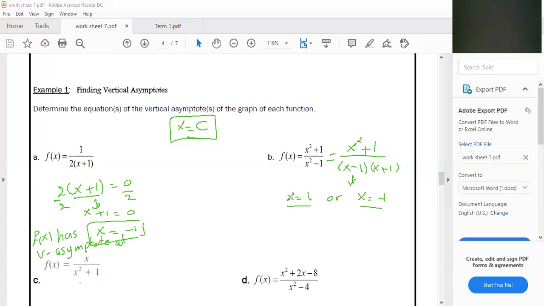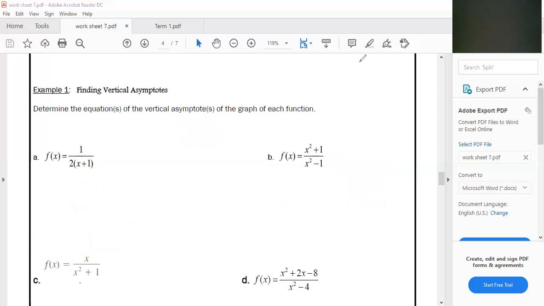Okay, you find the zeros of the denominator after you make sure the function is in the simplest form. Please, this is a very, very important note. Okay, that is the vertical asymptote at x equals 1 and at x equals negative 1, because I have two vertical asymptotes. Okay, I have x equals 1 and x equals negative 1. Here, let's solve the next problem.